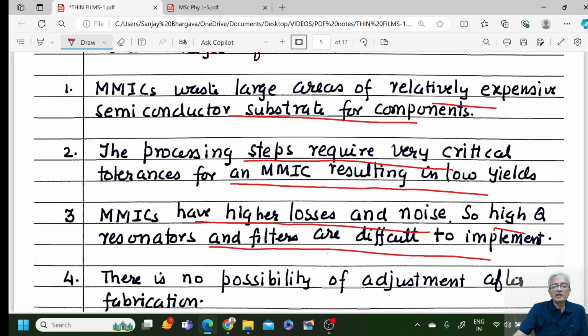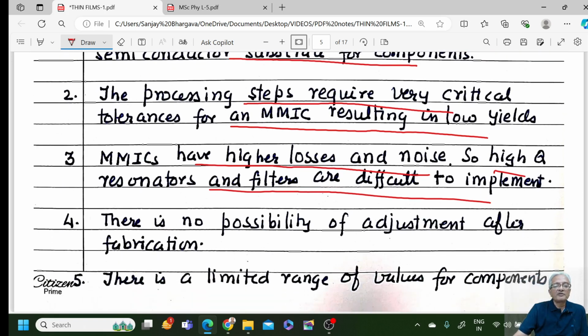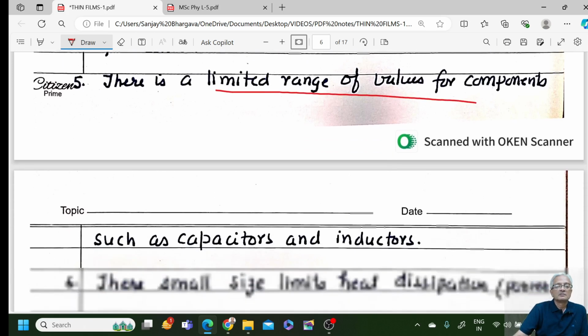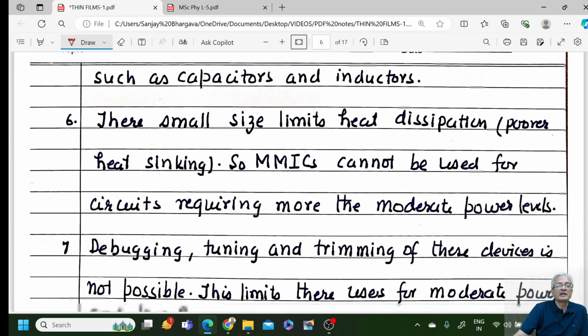There is a possibility of adjustment after fabrication. So in MMICs, there is no possibility of adjustment after fabrication. There is a limited range of values for components such as capacitors and inductors.